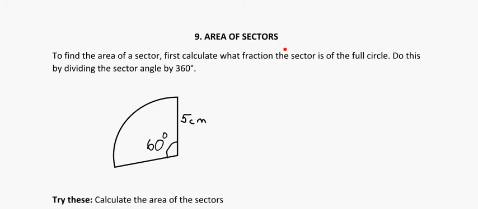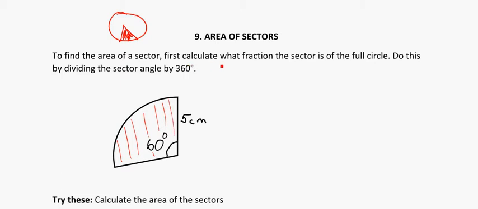Okay, in this video we're going to find the area of a sector. Now, what is a sector? If you have a circle and you take like a wedge out of it, that's called a sector, like a piece of pizza. And so it's part of a circle. Now, how do you calculate the area? So we want to know what this area is in here, and it's only part of a circle.